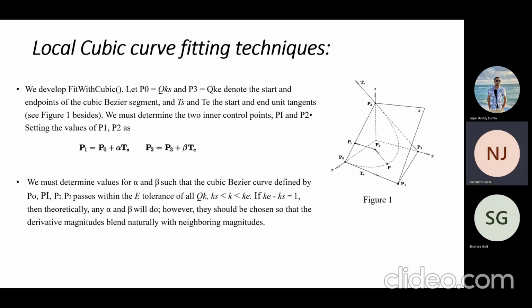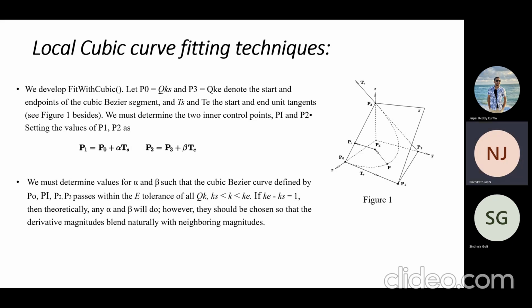Local cubic curve fitting techniques. We develop a fit with a cubic. Let P0 equal Q_ks and P3 equal Q_ke denote the start and end points of a cubic Bezier segment, and TS and TE the start and end unit tangents. We must determine the two inner control points P1 and P2, setting P1 equal to P0 plus alpha TS, and P2 equal to P3 plus beta TE.